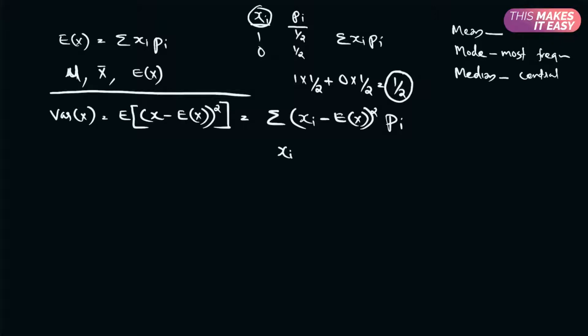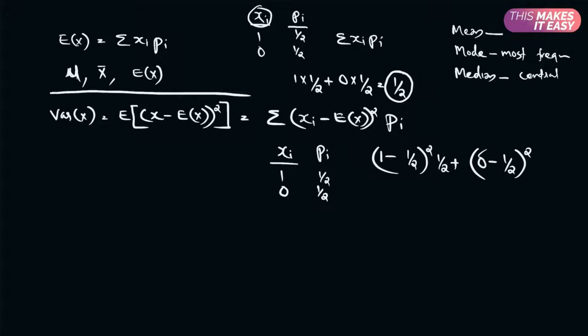Our random variable was xi that takes two values, 1 and 0, with the probability 1 by 2 for both. Putting these values into this equation we get 1 minus, we already know the expectation of x, that is 1 by 2, squared, into the probability of 1, that is 1 by 2, plus the second value of x, that is 0, minus 1 by 2 squared into the probability of 0, that is 1 by 2. So we will get 1 by 4 into 1 by 2 plus 1 by 4 into 1 by 2. So 1 by 4 is the variance of our random variable.